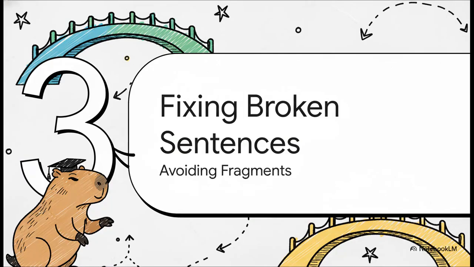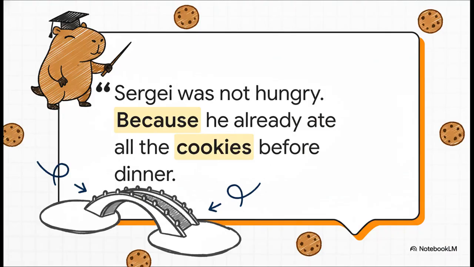All right, so now that we know how to build with these things, let's talk about how to use them for repairs. We're going to tackle a super common problem, the dreaded sentence fragment. I bet you've seen this before. Maybe you've even written it. Sergey was not hungry. Cool, complete sentence. But then, because he already ate all the cookies. See how that second part just trails off? It feels incomplete, it can't stand up on its own. That, my friends, is a sentence fragment.